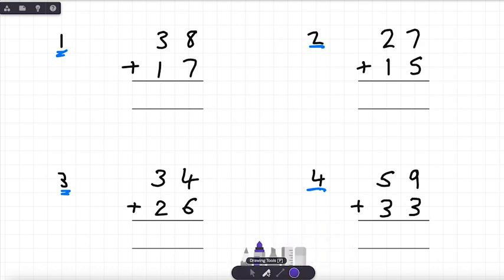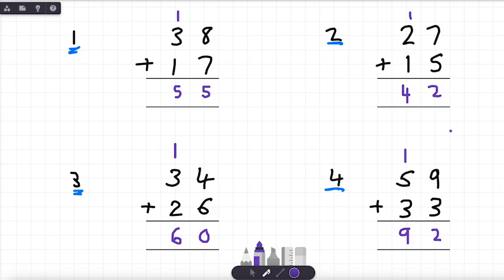Okay, so running through the answers to these, we've got 8 plus 7 is 15, 1 plus 3 plus 1 is 5, so we've got 55. 7 plus 5 is 12, 1 plus 2 plus 1 is 4, 42. 6 plus 4 is 10, so we move the 10 over, 1 plus 3 plus 2 is 6, giving us 60. And 9 plus 3 is 12, 1 plus the 5 plus 3 is 9, giving us an answer of 92. So there are our 4 answers for those.